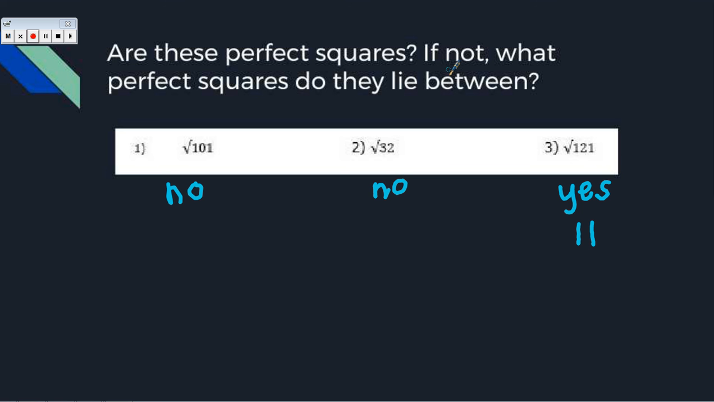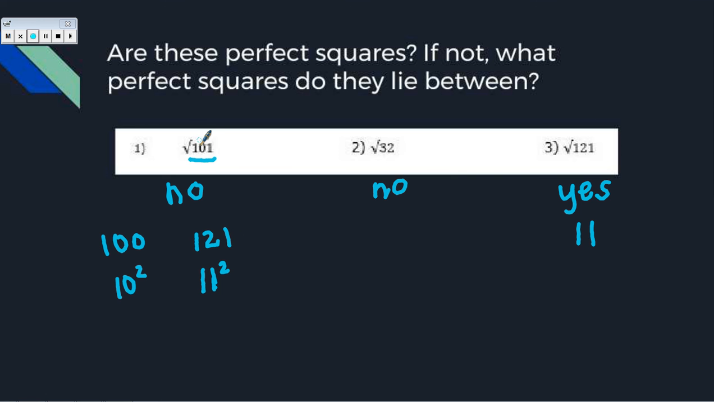Now, it said if they're not, what perfect squares do they lie between? So for the square root of 101, you want to look at that 101 and think about which perfect squares surround 101. So thinking of that, the closest one to 101 is actually 100. That's the perfect square of 10 squared. And then the one that comes after that would have to be 11 squared, which we know is 121.